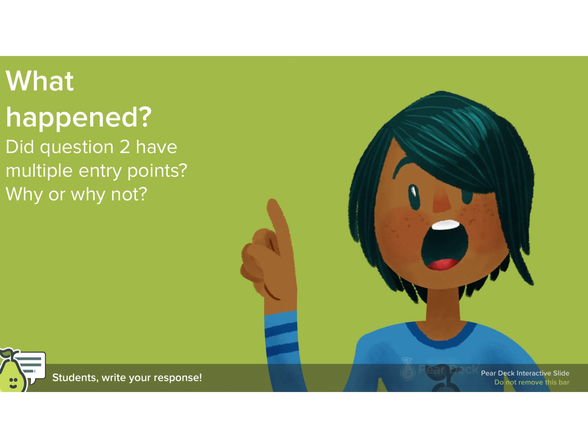The next question says, were there multiple entry points? Yes. I was given 3 angles. So there are multiple ways to start, or multiple entry points. Move on to the next one and check your work.